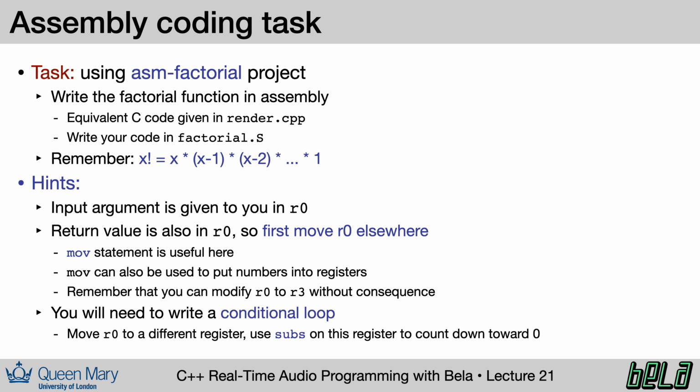You can also use the move statement to load immediate numbers into registers. Remember that you can modify any of R0 through R3 and you do not have to restore them at the end. See if you can limit your code to only using those registers. To calculate a factorial, you're going to need a multiplication instruction, of course, and you're also going to need to write a conditional loop, as we saw a moment ago. I think you'll find the sub-s instruction quite helpful for counting down from your initial parameter toward 0. Okay, so take a moment then and see if you can write this factorial function in assembly language. Pause the video here and then we'll look at it.